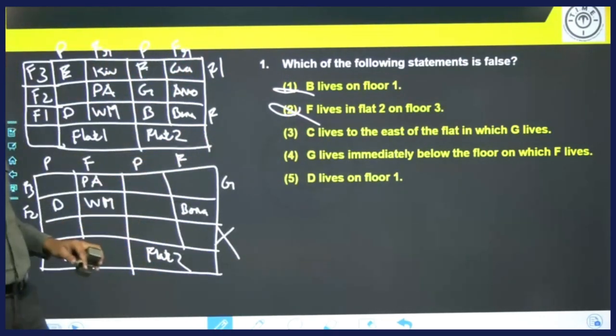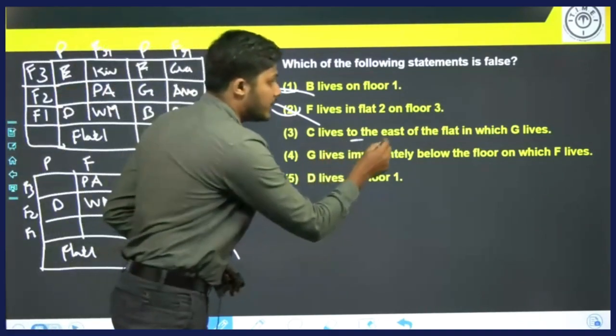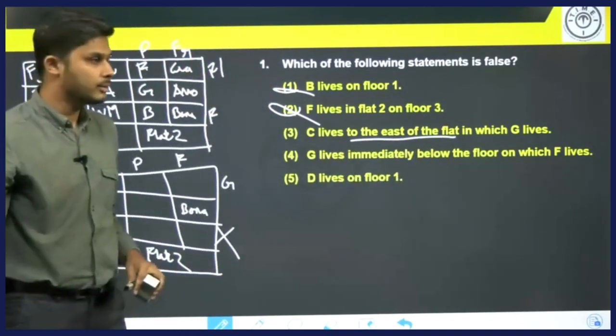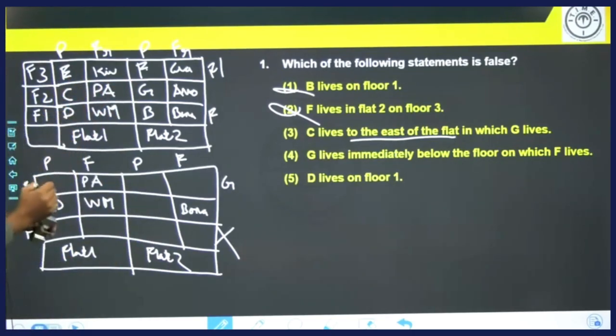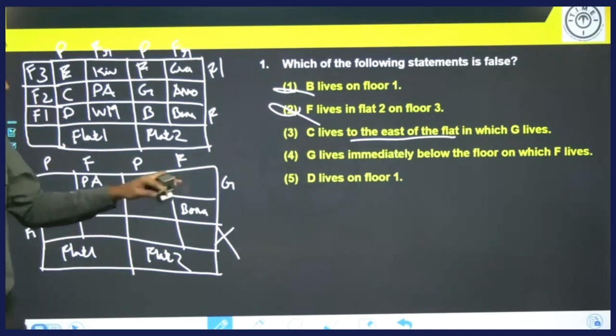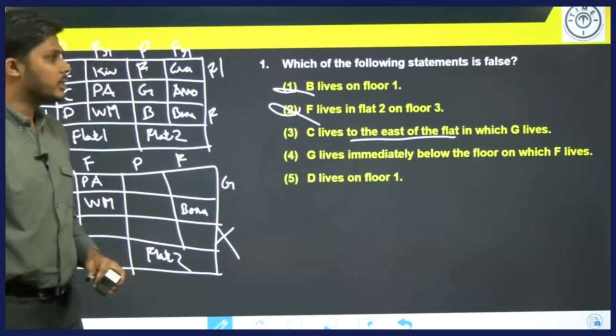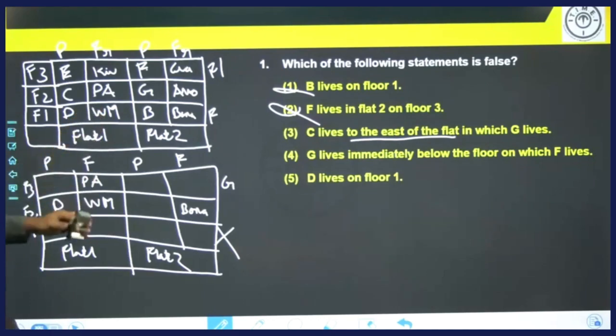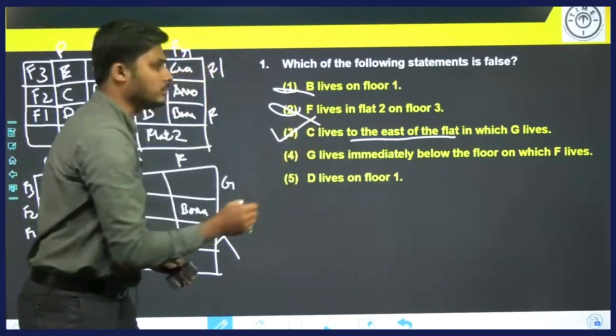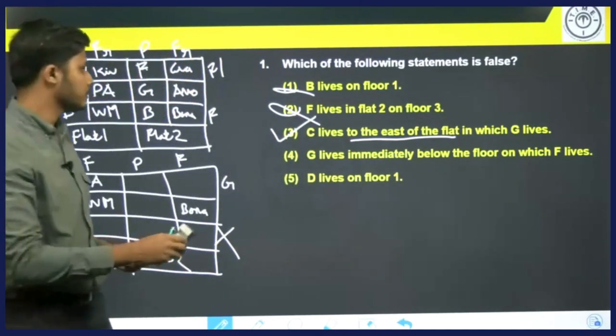The third statement: C lives to the east of the flat in which G lives. Here the left out C lives in flat 1 on floor 2, sorry, and C lives to the east of the flat in which G lives. Here we can see C lives to the west of the flat in which G lives, hence this is the right option.